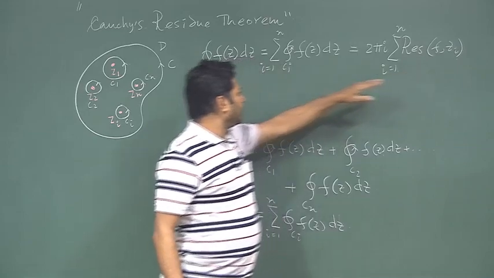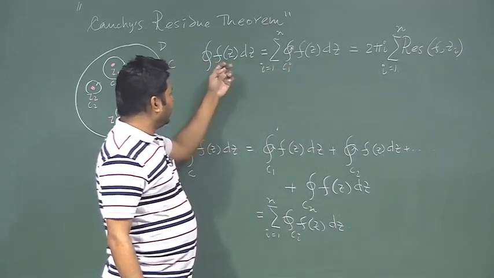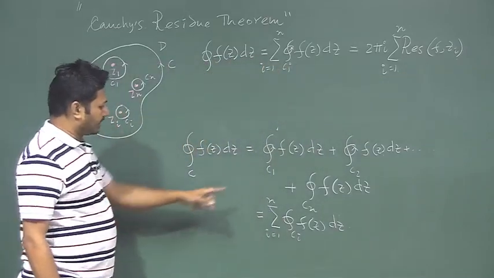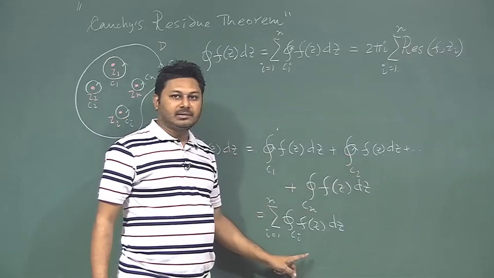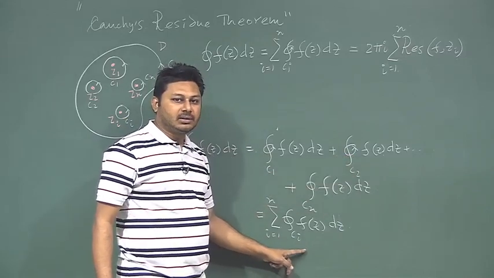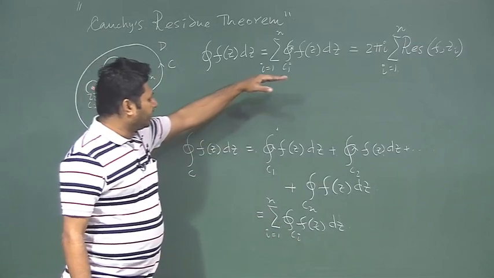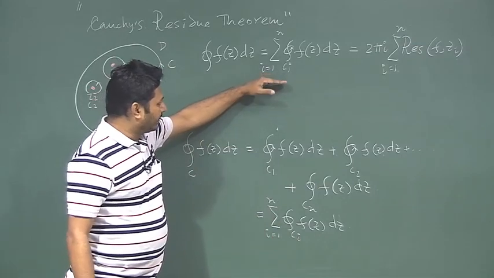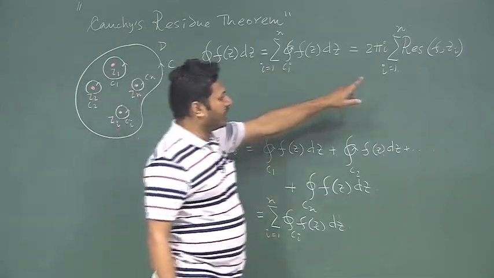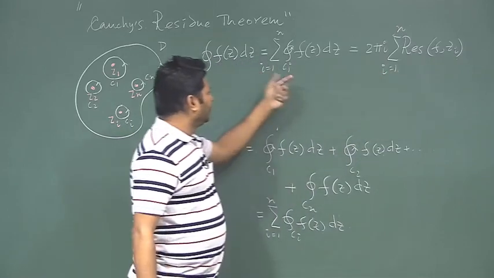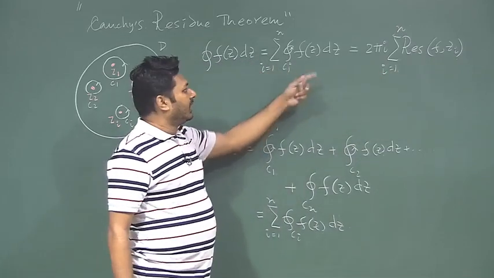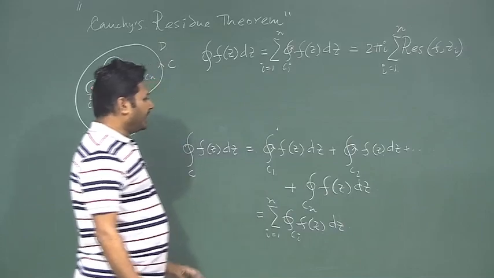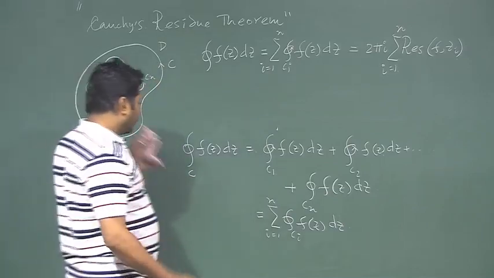Why do these residues come in number n? Because my integral is now divided into n parts, C1 up to Cn, i going from 1 to n. That is why the integration comes in n parts. For each integration I will have one residue, these residues add up, and the 2 pi i term will come. Why does it come? Now let us try to understand that.